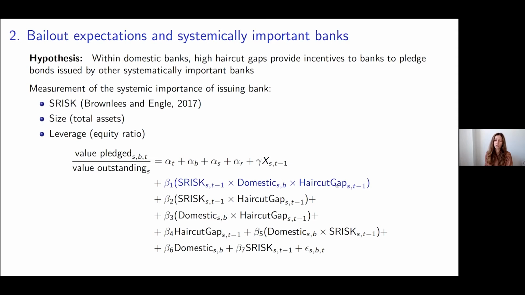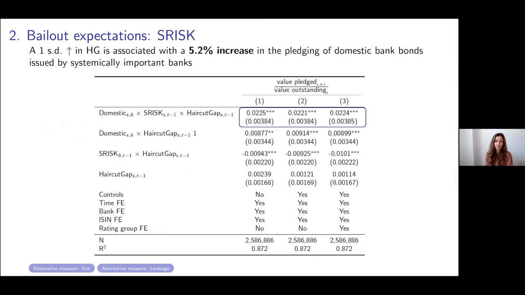And so I'm going to introduce this triple interaction of S risk, domestic, and haircut gap. What we find is not only the domestic margin is important, but within the domestic bonds, the banks are really loading up on securities that are being issued by systemically important domestic banks. And that's the result I'm showing here on the graph.